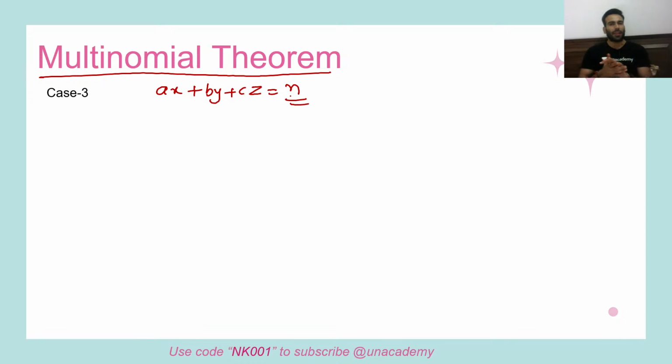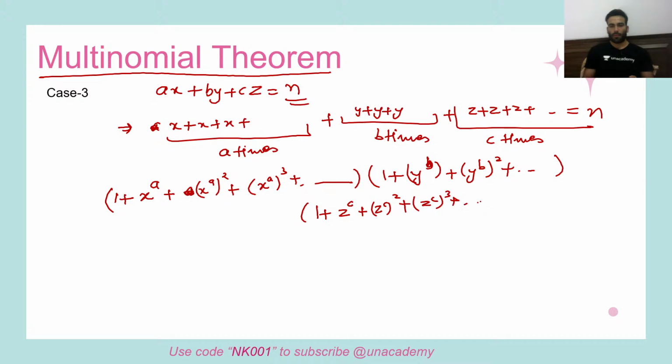Now I want to ask you something. Let's be a bit logical. If I assign any value to x, that value will be added a times in this equation. If I write this equation like this, how many times will the same variable x be added? A times. Now again, you find the coefficient of x raised to n, and that will be the total number of ways to find the solution.